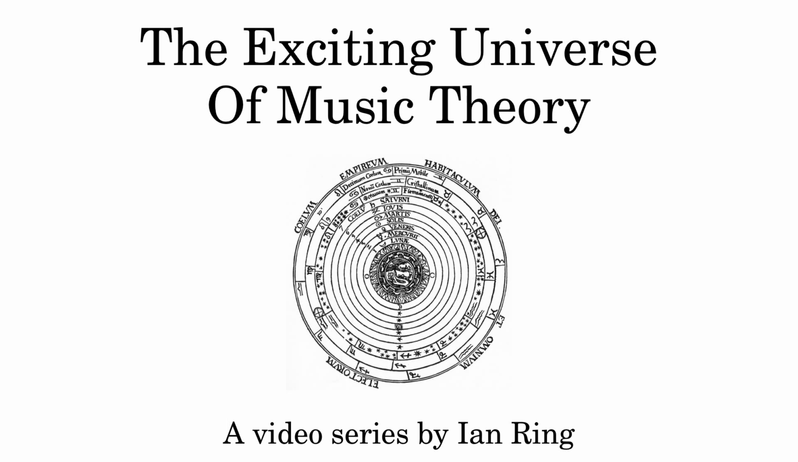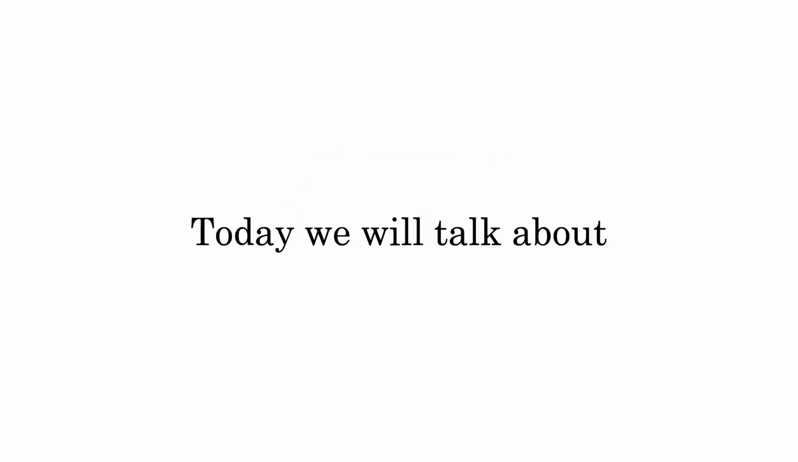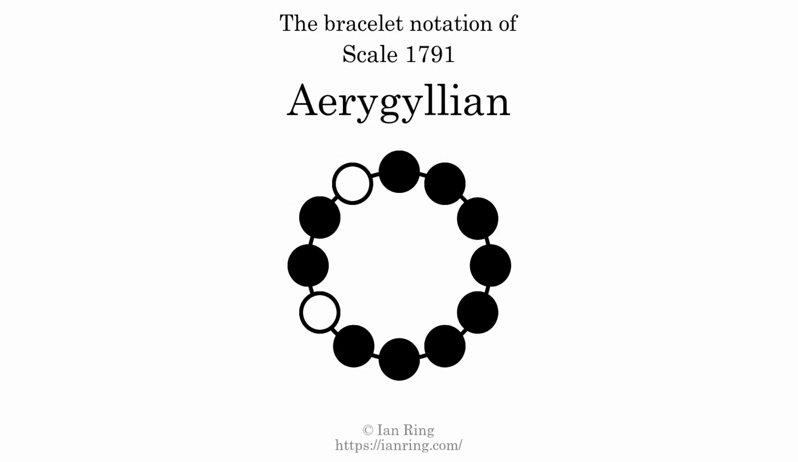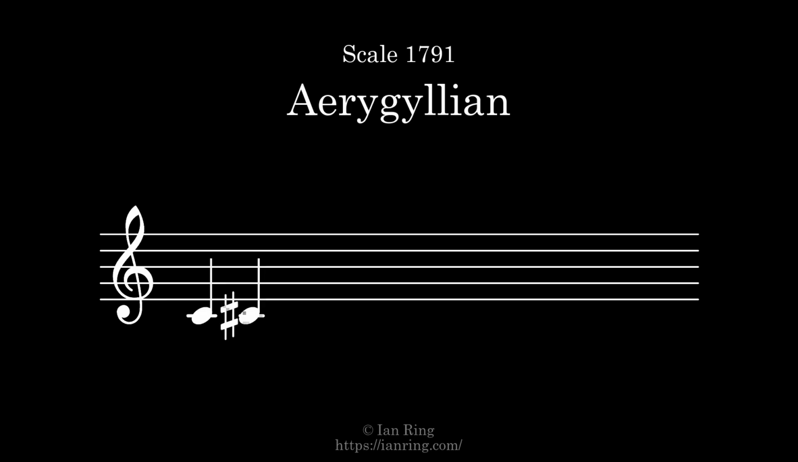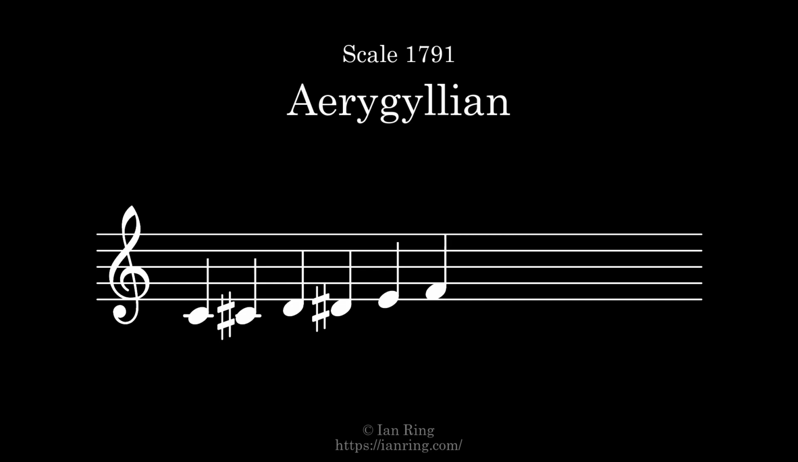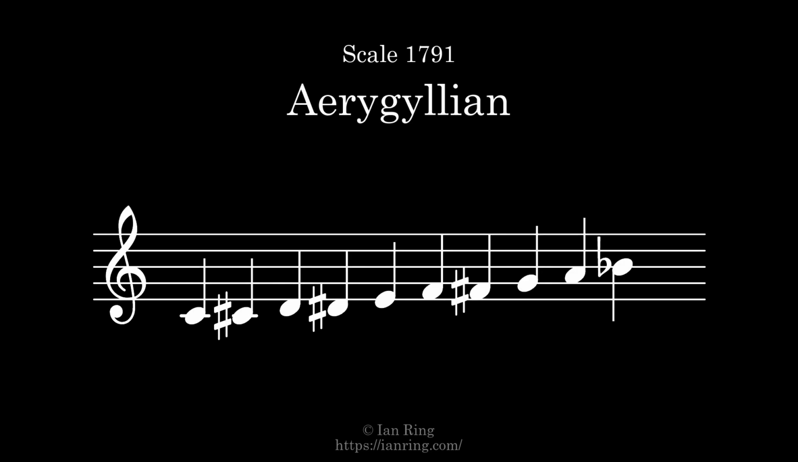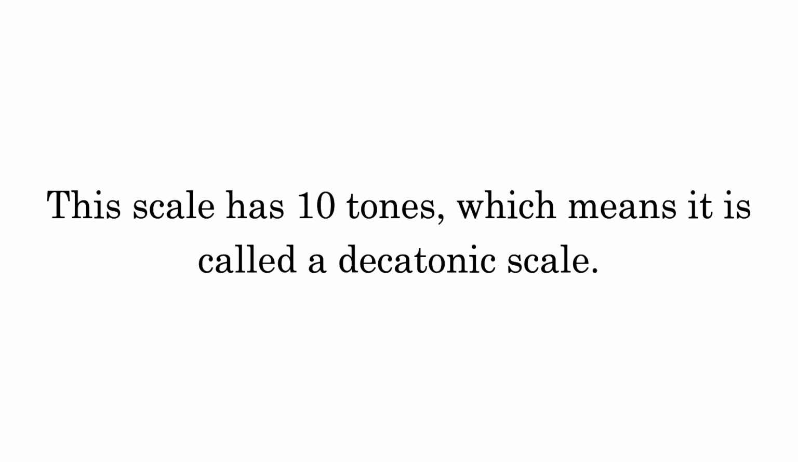Welcome to the exciting universe of music theory. Are you ready to learn? Then let's begin. Today we will talk about Scale 1791, Aerygyllian, which sounds like this. This scale has 10 tones, which means it is called a decatonic scale.